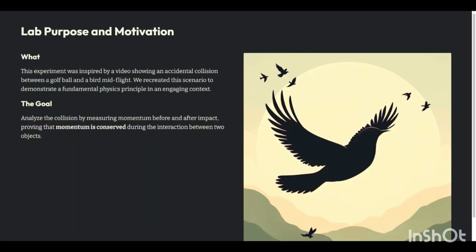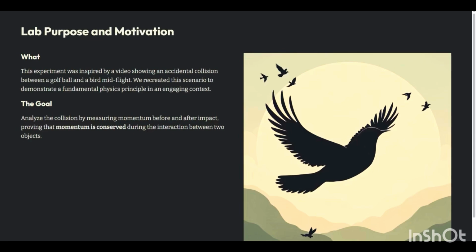The purpose of this lab was to model any scenario we wanted. So I came across a video of a person accidentally hitting a bird with a golf ball, and I decided to model that. The goal was to analyze the collision by recording the momentum before and after the collision, showing that momentum is conserved during the impact.